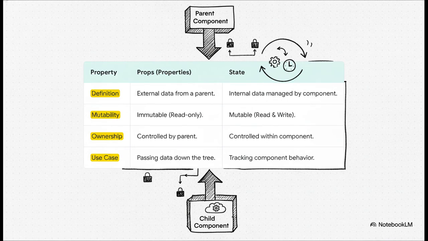You can see here, props are passed down from a parent, and, this is crucial, they are read-only. The child component can't just decide to change its own props. It's like, here's your data, don't mess with it. State, though, that's a different story. It's managed inside the component itself, and it's totally mutable. It's designed to change over time, maybe when a user clicks something. So a component owns its state, but it only receives its props.